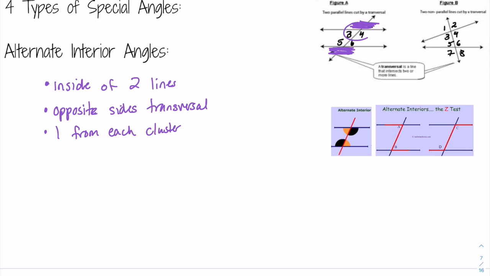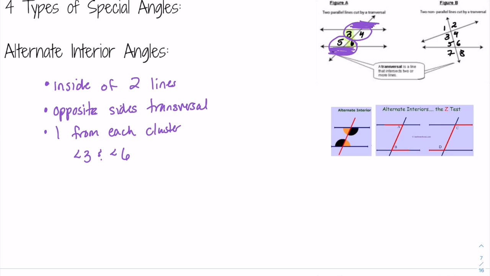And then from the top cluster, if I were to choose angle 3, then from the bottom cluster, I need to choose the angle that is on the opposite side of the transversal. So 3 we could think about as being on the left side. So I need this other angle to be on the right side. And so in the bottom cluster, that would be angle 6. So 3 and 6 are alternate interior angles.